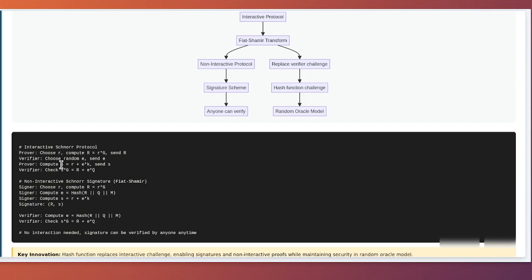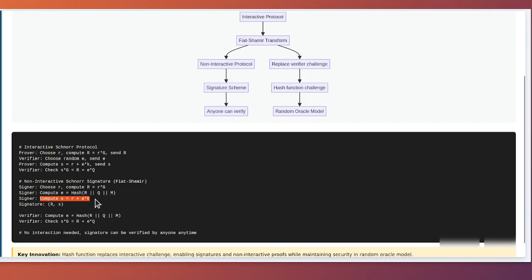The hash function is typically SHA-256 or SHA-3, and its output is interpreted as an integer modulo the curve order n. Step 3. Response. The prover computes S equals r plus E times K, modulo n, exactly as before. The proof consists of the pair R and S. Step 4. Verification. Anyone can verify by computing E equals the hash of R concatenated with Q, then checking whether S times G equals R plus E times Q.